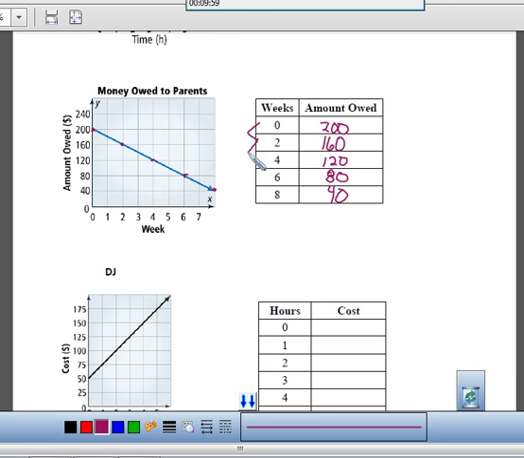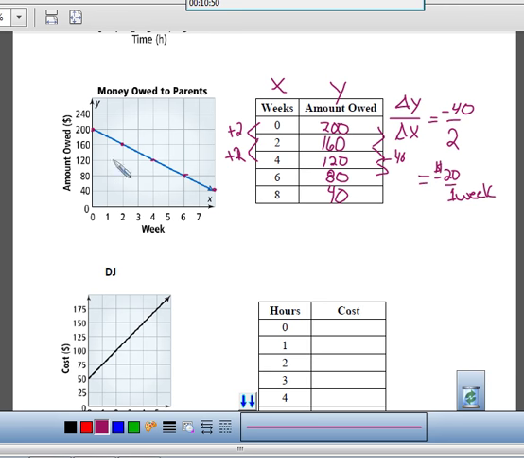So what is happening in the table? Well, our change in x is increasing by 2. Y is doing what? Well, it's decreasing. By how much? Change in y is going down by minus 40 every time. So negative 40 over 2. So what is negative 40 over 2? Simplify to negative 20 over 1. Negative $20 per, and the time is being measured in weeks.